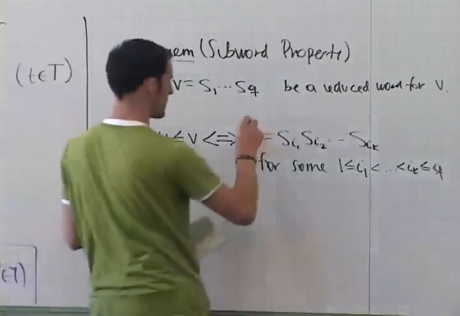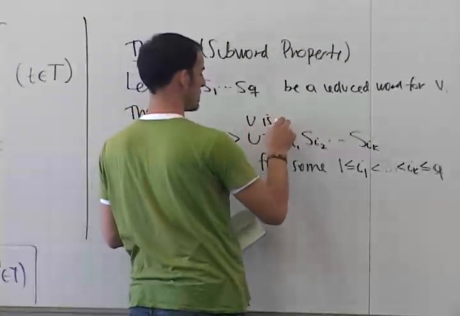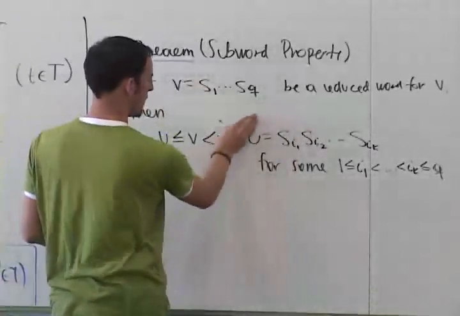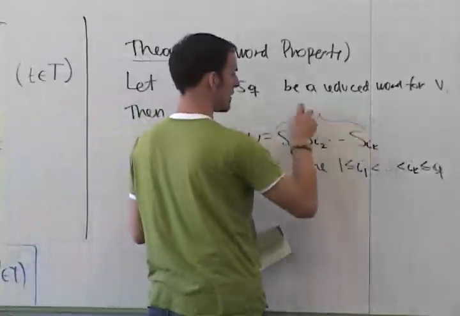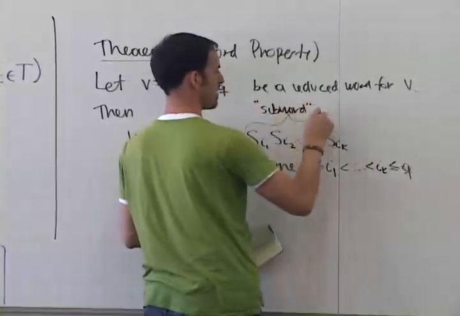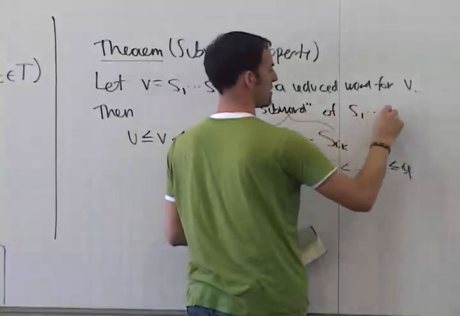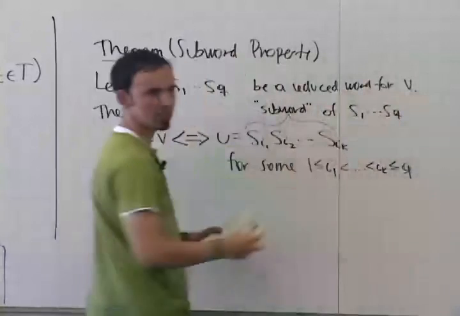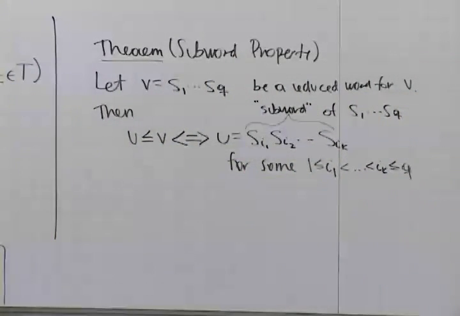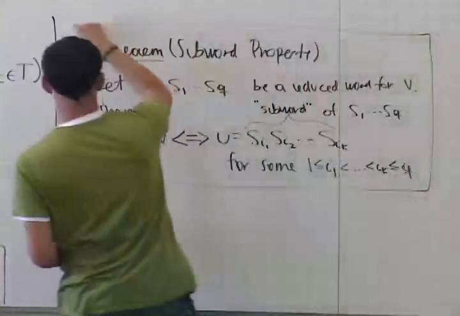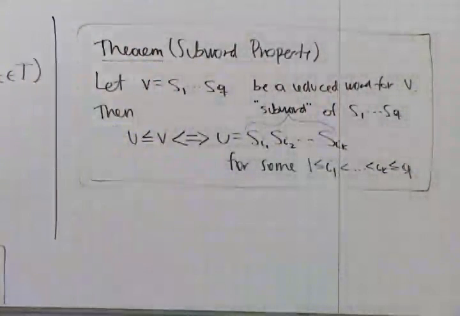So I call this a subword of S1 up to SQ. You just read from left to right and choose some of the letters, and you don't choose the other ones. Okay? Is that good? Any questions?